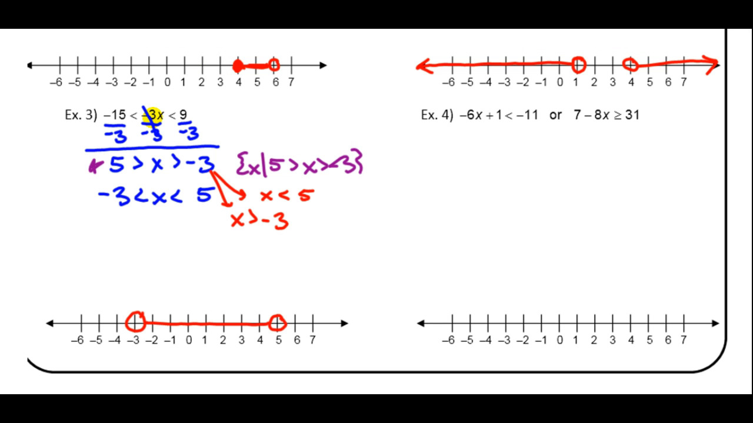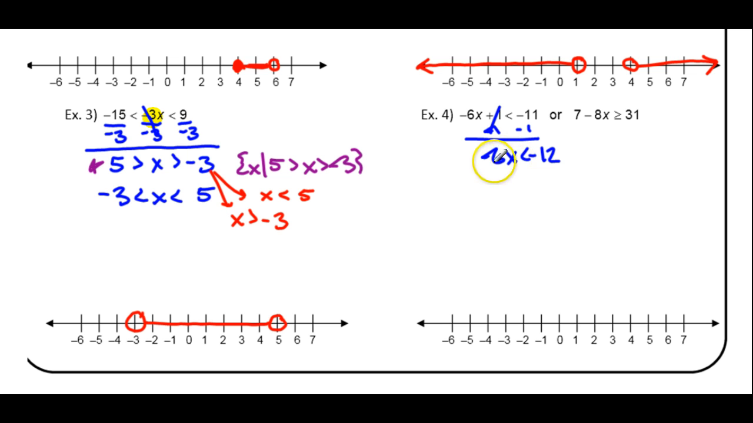Alright, last example. We got negative 6x plus 1 is less than negative 11, or 7 minus 8x is greater than or equal to 31. So we have two inequalities again, so we're going to solve each one separately when they're written separately. Okay? So I want to get x by itself. I need to get rid of the plus 1 first by doing minus 1. We're left with negative 6x is less than negative 11 minus 1 is negative 12.